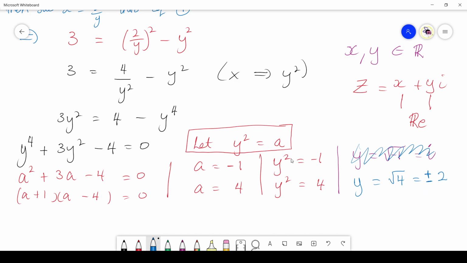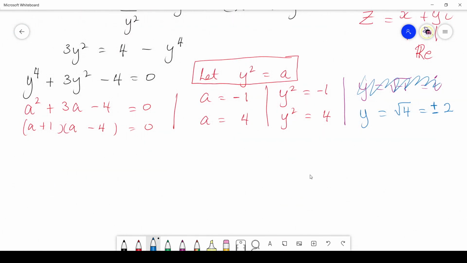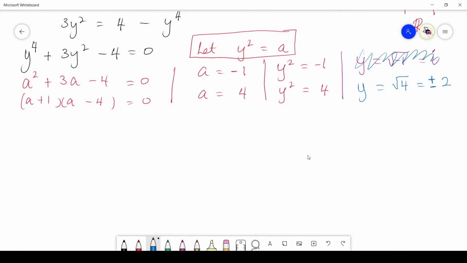And going back to where we had x, because remember we're doing simultaneous equations essentially, and over here you can see that x was equal to 2 on y. Now we have to find values for x as you would with any simultaneous equation. So using that, let's just head on down. x is equal to 2 on y.